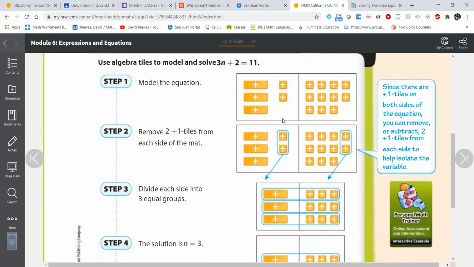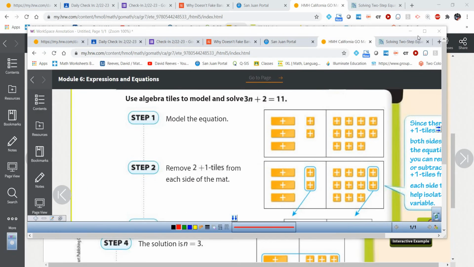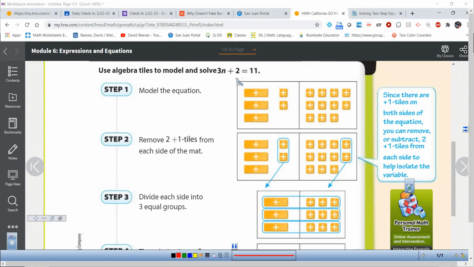And then you can see that they took away 2 of the positives from each side. What they did here, I'll go ahead and write it, was they subtracted 2 away. So right here, this step, we have 3n plus 2 equals 11. This step represents subtracting 2 from each side. We subtract 2, and when we're done, that leaves us with 3n is equal to, well, 11 minus 2 is 9.